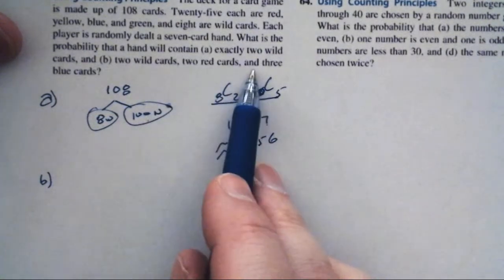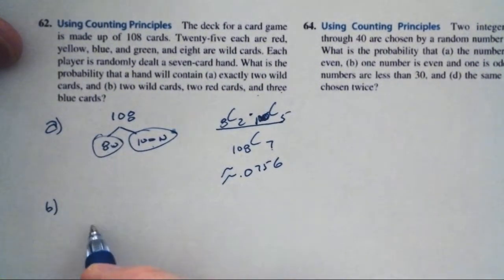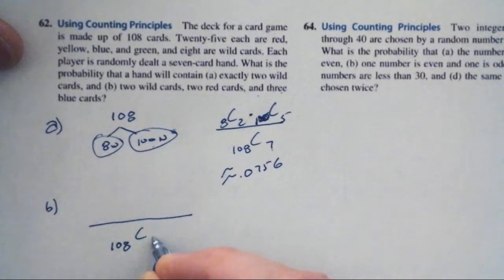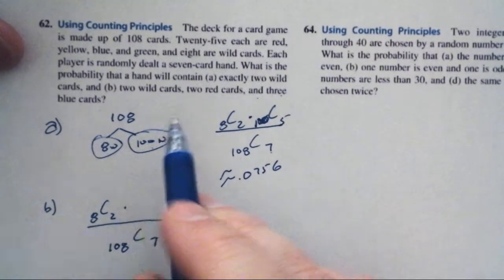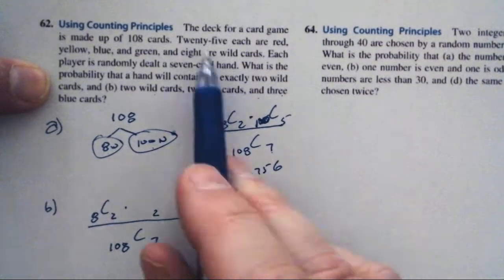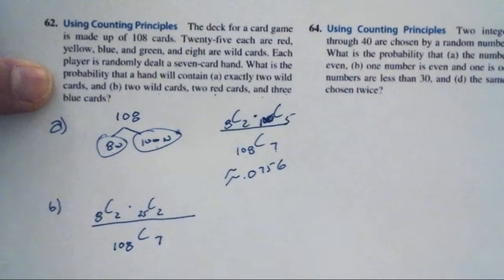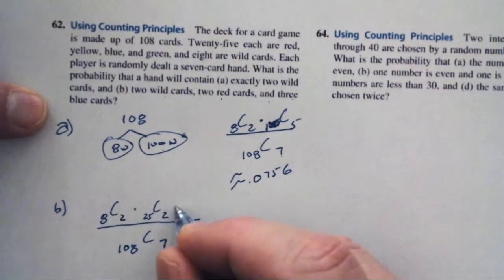2 wild cards, 2 red cards, 3 blue cards. That's what we want to have dealt. Well, what's actually going to be dealt to us? They're actually going to deal 7 out of 108. But I want 2 wild cards, and we talked about that. That's 8C2. And I want 2 of the red cards. How many red cards are there? 25. I want 25C2, red cards. 3 of the blue cards, how many blue cards are there?